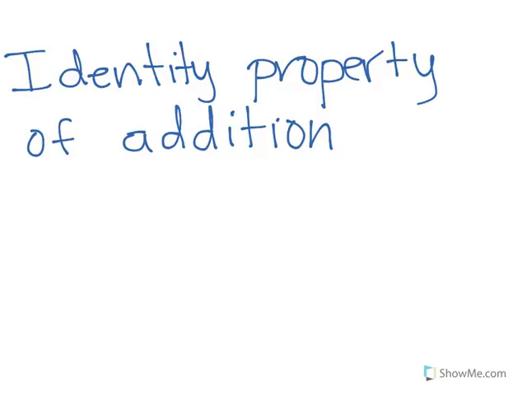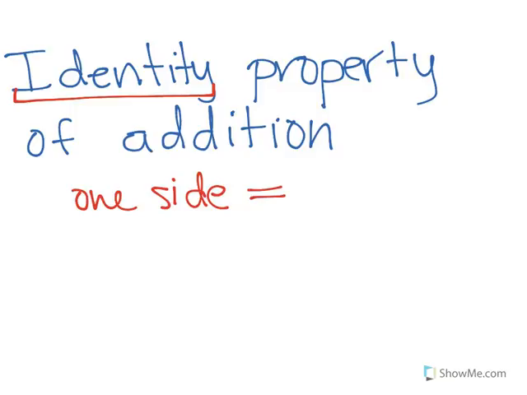So first let's know what identity means. Identity means that when you have something on one side, then it is unchanged and kept the same on the other. So it's basically you have one side is equal to one side. You make no adjustments to it.